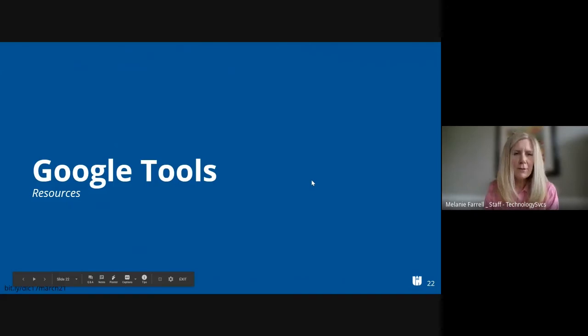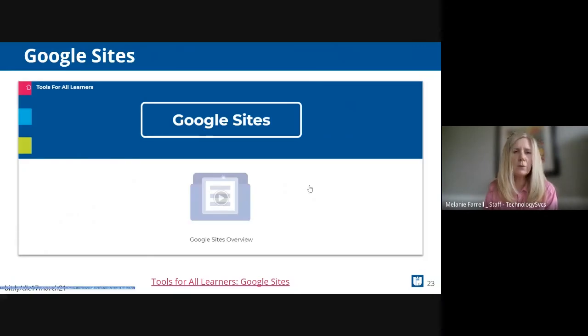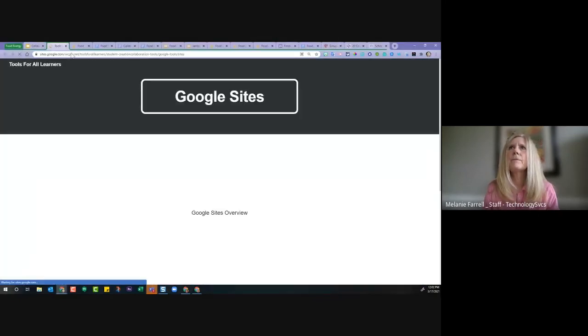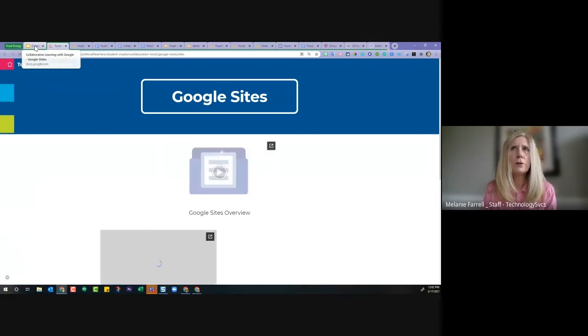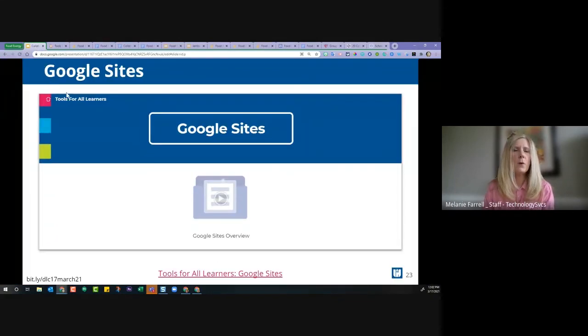These last few slides, I'm not going to spend much time on them, but they are more of a reference for you. It takes you through all of the different Google tools that we mentioned here today. It will direct you to Tools for All Learners, which is the site that we use in Wake County, which has student and teacher reference cards for you to look at when you're ready.